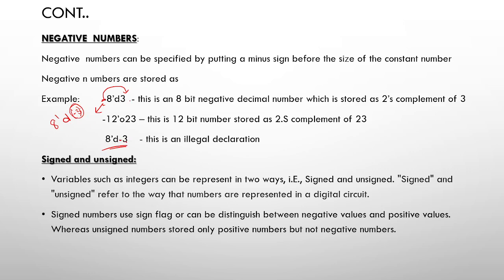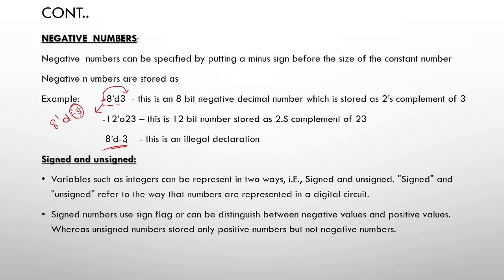So that means you want to represent minus 3. It is of 8-bit size and in decimal format, and then minus 3 is nothing but the 2's complement of 3, which will be stored in that particular variable. Got my point? So this is how negative numbers are represented.